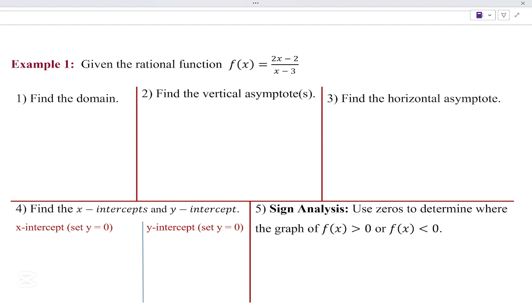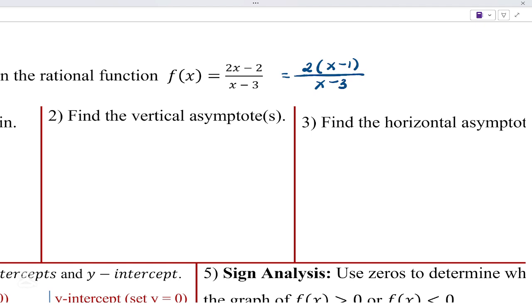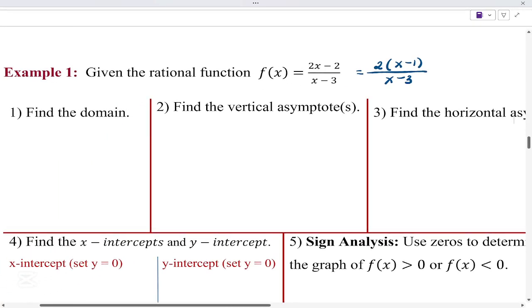So for this example, given the rational function f of x equal to 2x minus 2 divided by x minus 3, before we start, let us try to factor this function. In the numerator, we can see that there is a common factor, which is 2. So let us factor out 2, and the other factor is x minus 1. And the denominator is x minus 3. Since there is no common factor in this rational function, it means that there is no hole in this rational function. So first, let's find the domain.